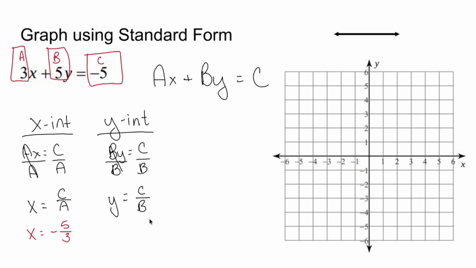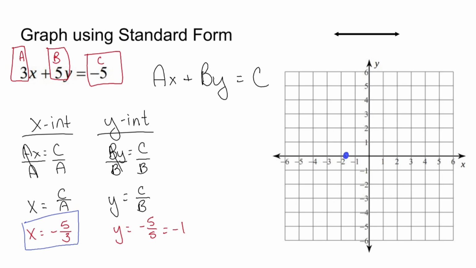My y-intercept is going to be c over b, which is negative 5 over regular 5, which simplifies to negative 1. Now, what I do is I put points where those intercepts are. So the x-intercept is negative 5 over 3. Now, negative 5 over 3 is the same as 1.6 repeating. So we go to the x-axis, and we go to where we think is 1.6 repeating, and we put a dot right there.